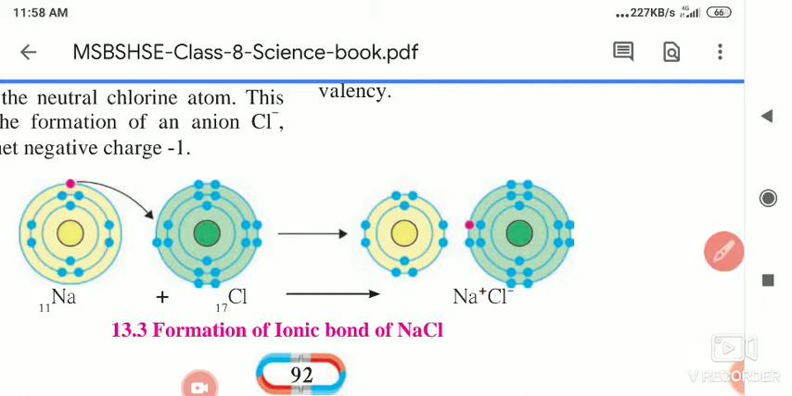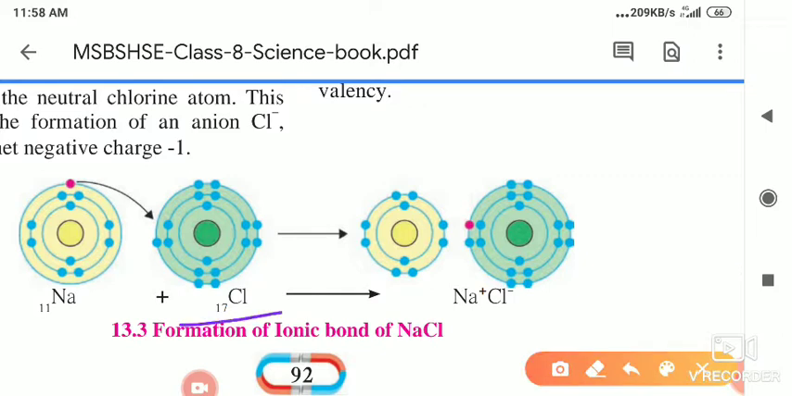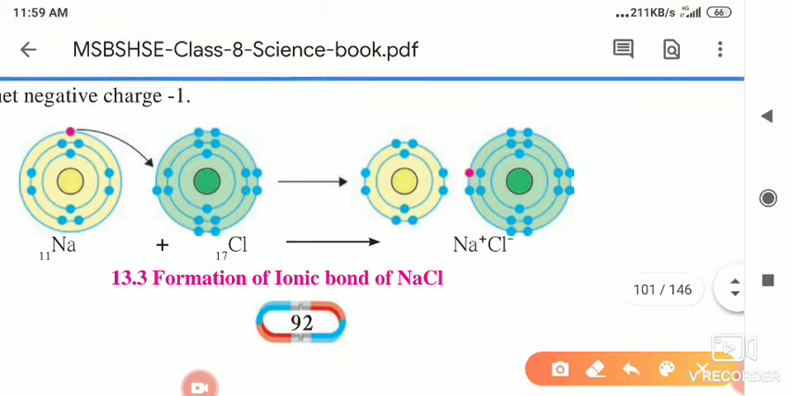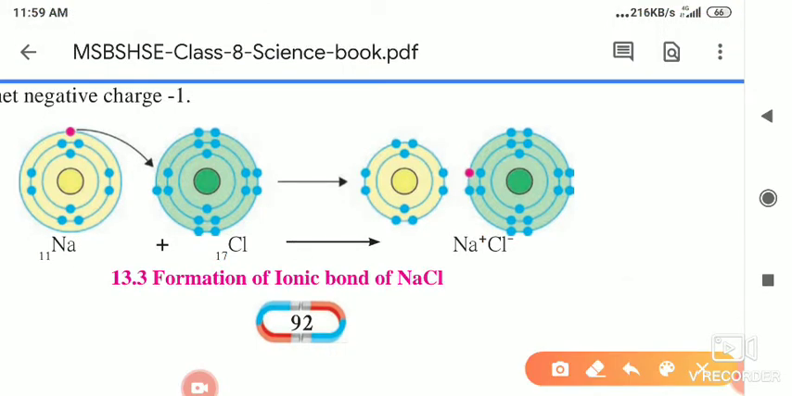Okay, then the chlorine. Here in the first orbit 2 electrons, its atomic number is 17. So first 2 electrons enter in the first orbit. In the second orbit 8 electrons are there, and in the third orbit 7 electrons are present. So as I told you, its electronic configuration is 2,8,1 for sodium and here 2,8,7 for chlorine.